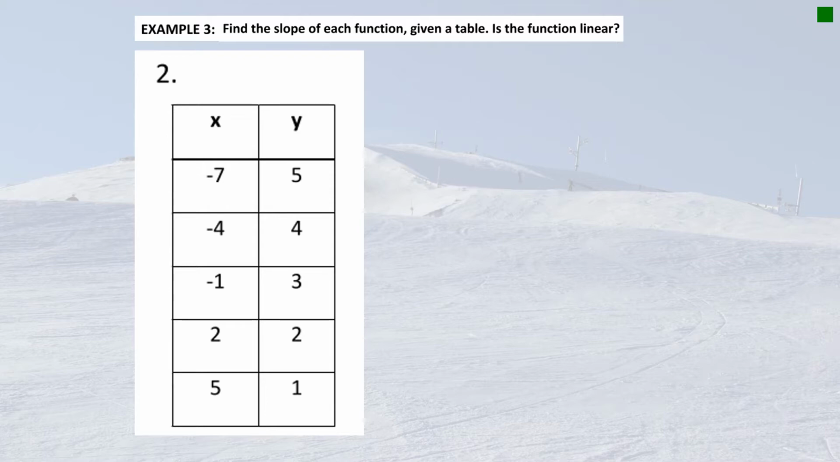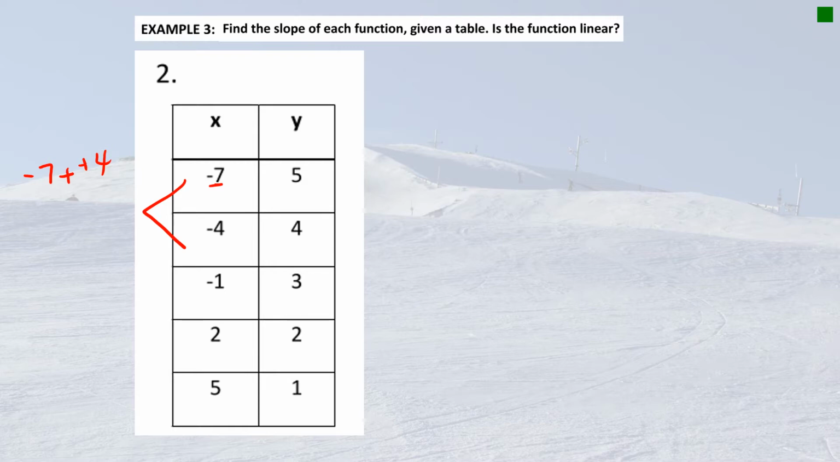All right, I have the same type of question again. Find the slope of each function given its table, and then is it linear? Well, remember, I'm going to check to see if the change in y over the change in x, which is the slope, is consistent throughout my table. Last time I started with my second number of each pair. This time I'm going to start with the first number. So I'm going to start here. So I'm going to subtract them and see what the difference is.